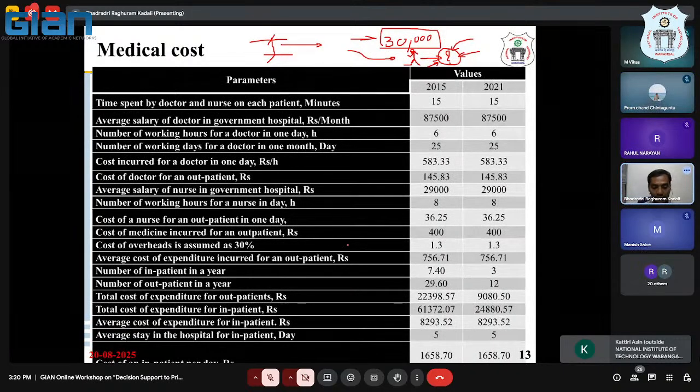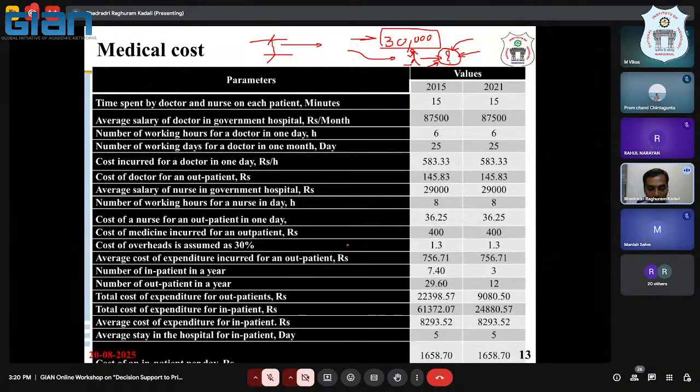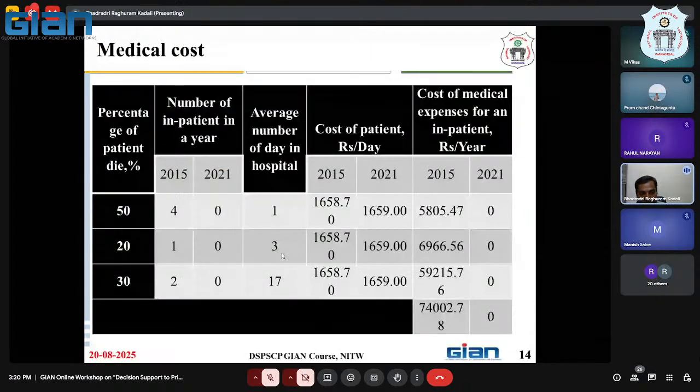Outpatient means he is not admitted, but he is taking medicine and consuming the service of the doctor as well as the nurse. The inpatient is admitted, so a greater amount of service is consumed by that person. And the average stay in the hospital also has to be taken. Then, corresponding to that, the percentage of patients who die. So we have some kind of assumption again here.